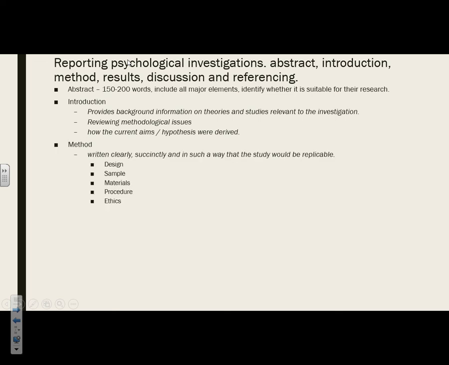The method, this is taken directly from the mark scheme, this is what the examiner is looking for, must be written clearly, succinctly, and in such a way the study would be replicable. So you must be able to replicate, read it back. Could I give this to somebody and they understand it and give me exactly what I wanted? Yes, brilliant, it's replicable. No, more detail needed. You would talk about the design, the sample, the materials, the procedure, and the ethics in there. So all stuff you could talk about. Design: repeated measures, independent groups, and matched pairs. The sample, materials, procedure, ethics, everything about it.